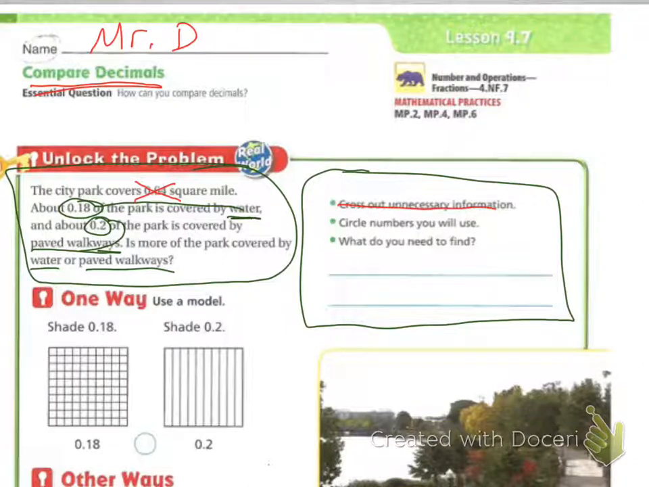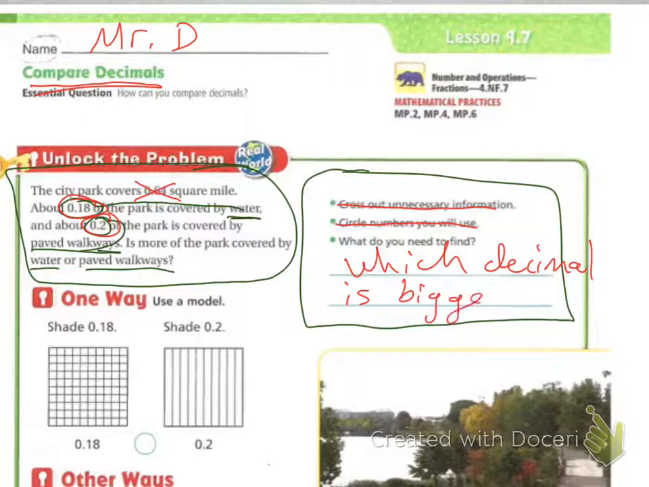So we did that. It says circle numbers you'll use. Well, we go ahead and do that. Copy what I'm doing on your paper. Circle those numbers. And then what do you need to find? Well, we need to find which decimal is bigger. Go ahead and copy what I'm doing on your paper, just like we do in class.